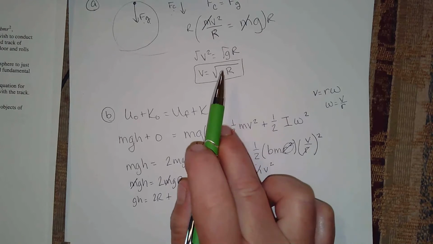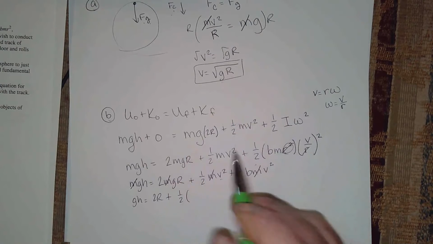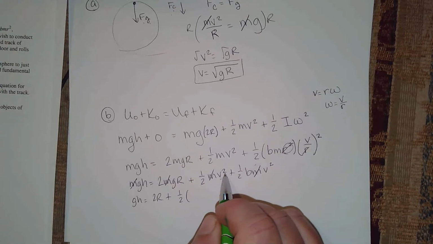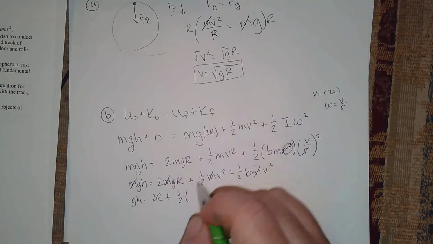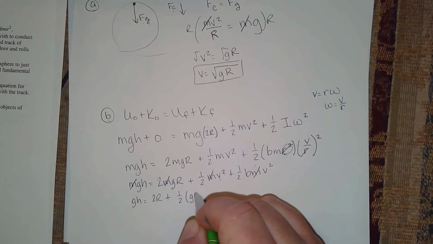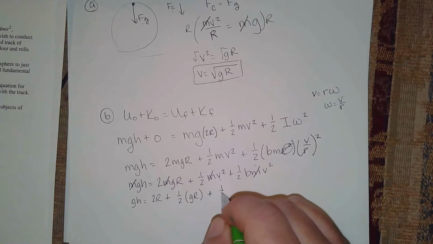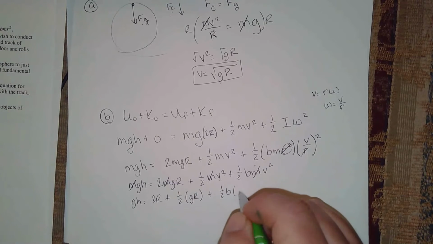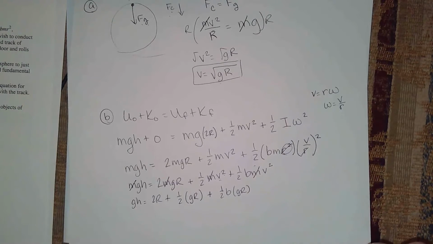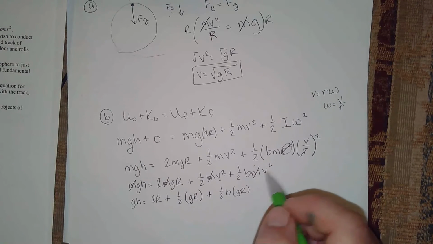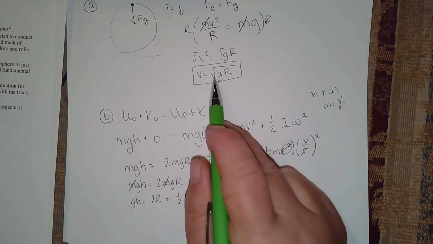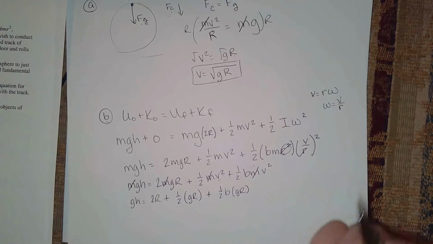So I go back to the velocity that I had, which is square root of gr. If I square that, then this just comes out of the radical. So instead of v squared, I'm going to write gr plus 1/2 b gr, because v squared would be gr. Again, if you're confused about that, v is square root of gr, so I square it so it comes out of the radical, and there it is.